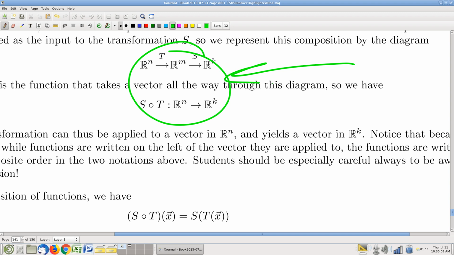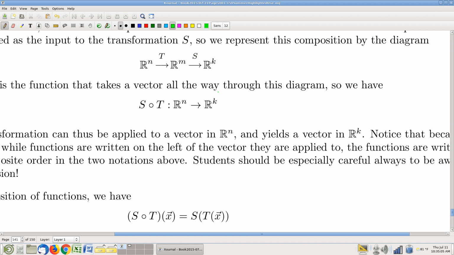And just be really, really careful on this, because it's ultimately a really important mistake to make. Okay. All right. So why are we talking about compositions? Weren't we talking about matrix multiplication? What does this have to do with matrix multiplication?